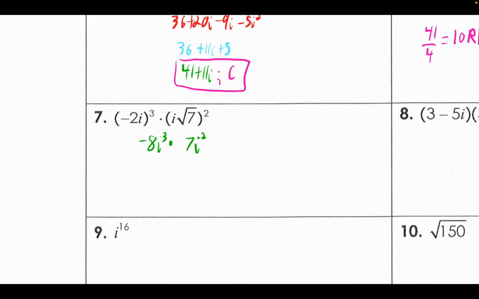Now I'm going to multiply these together, and I'm going to get negative 56i to the fifth. Reminder that when we multiply the same bases of i and i, we add the exponents to get 5. Now we divide 5 by 4 and get 1 remainder 1, and that tells us that we would have negative 56i. This fits as a pure imaginary number as well as a complex number.